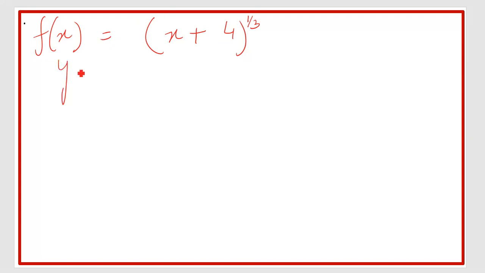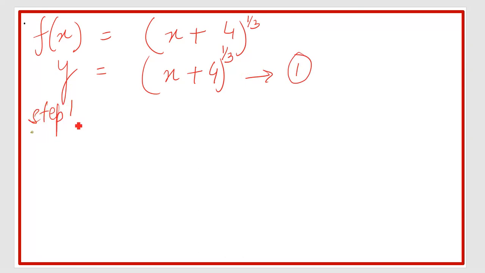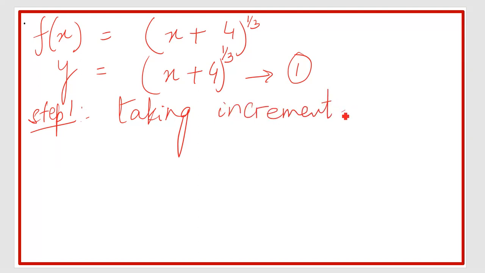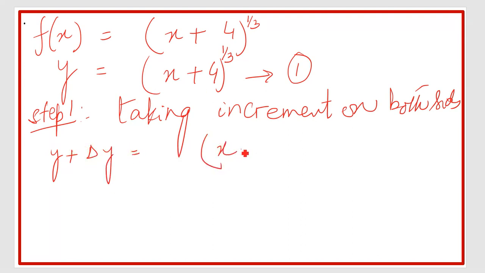So first of all I would assume that y is equal to (x plus 4) whole power 1 over 3, and I would say this is my equation number 1. From here I am going to start step number 1, and in step number 1 you have to take increment. So write down, taking increment on both sides of the equation. So it would be y plus delta y, which is equal to, here we have x, so it means you have to add delta x, plus 4, whole power 1 over 3.